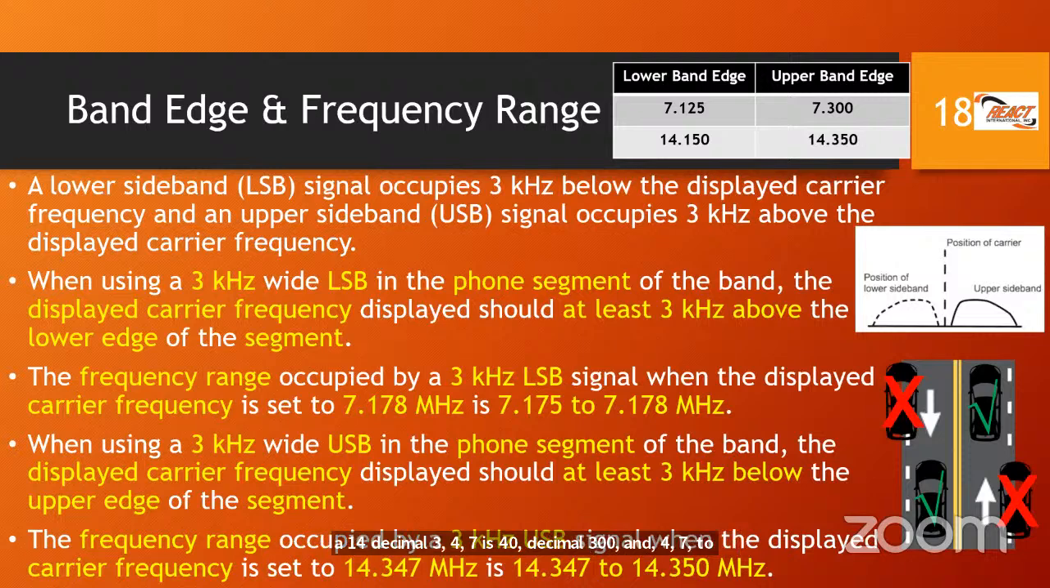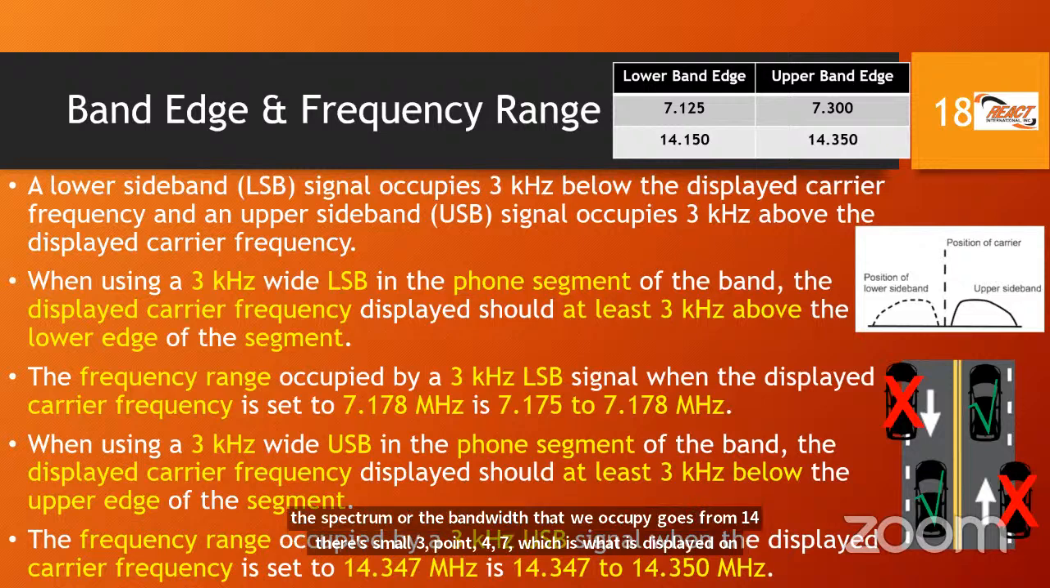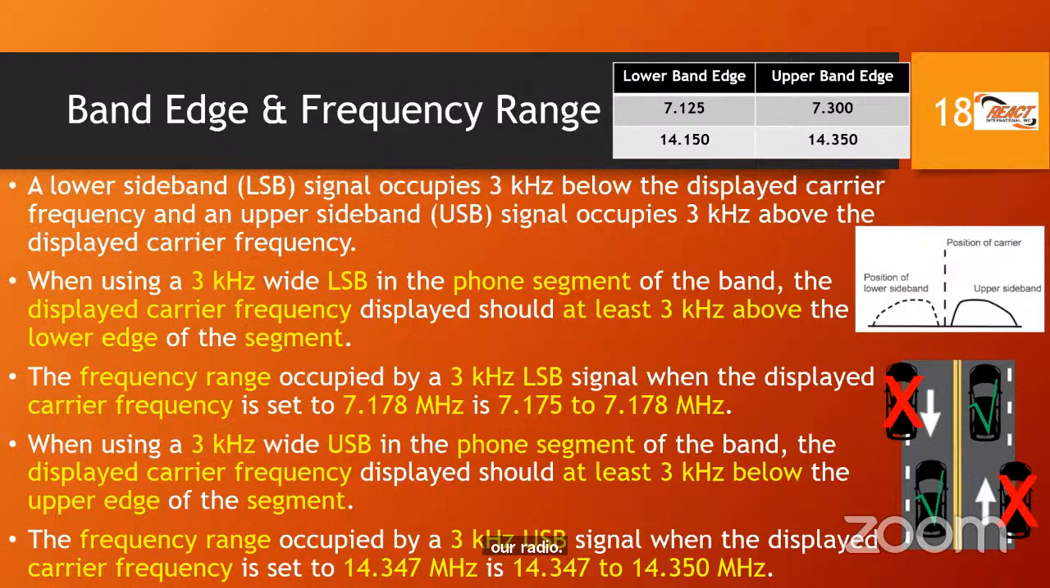If we punch in 14.347 on our radio, that's what our radio is displaying, and we select upper sideband, we need to be aware that the spectrum or the bandwidth that we occupy goes from 14.347, which is what is displayed on our radio, plus 3 kilohertz, to 14.350. So we need to be aware of that.